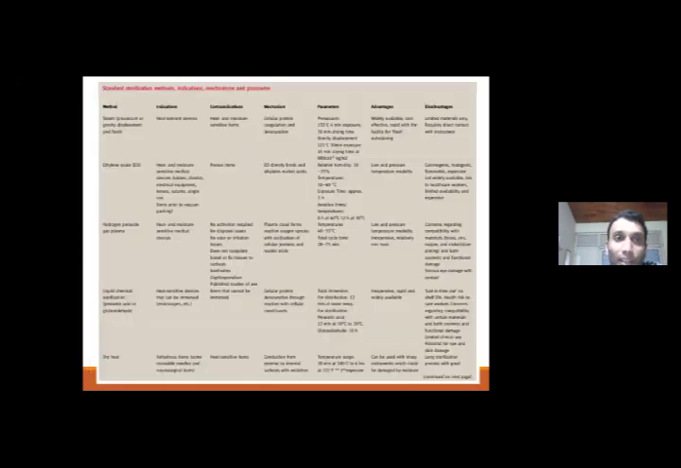These are the common methods used for sterilization. One is steam, and the hydrogen peroxide gas plasma, and the liquid chemical sterilization with peracetic acid and glutaraldehyde, and the dry heat.